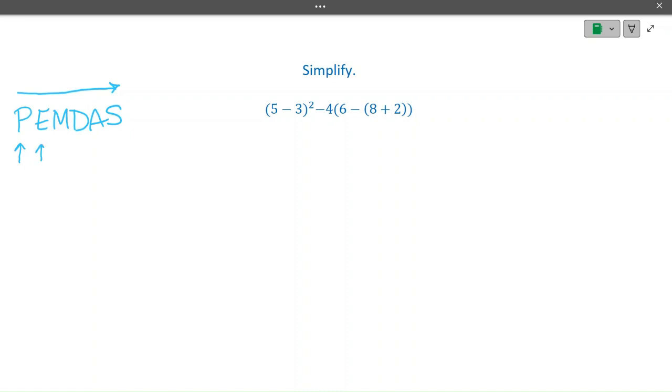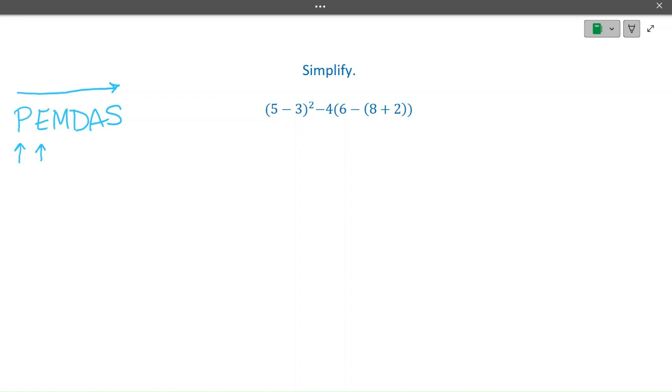E, the next letter, is exponents. Remember, we're working left to right here. We simplify any exponents that we see and that we can simplify. Sometimes they're attached to variables and we can't simplify those. In the British curriculum, they often call exponents indices. So that's the BI in BIDMAS. So you would simplify your indices.